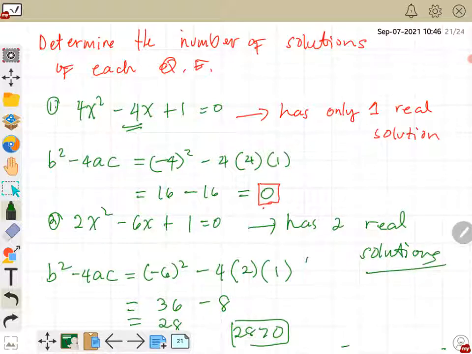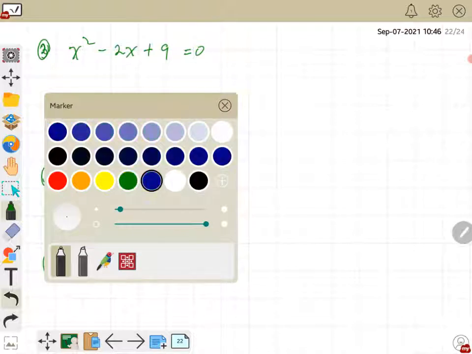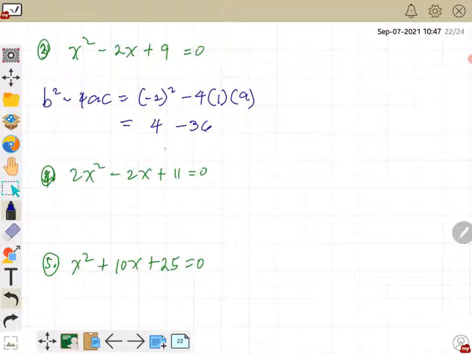Number 3. We have x squared minus 2x plus 9 equals 0. So let us use another color. b squared minus 4ac, let's compute that value. Our b is negative 2. When you're substituting a negative, enclose it with parentheses. So we have minus 4, then 1, then our c is 9. We eventually get 4 minus 36, which is negative 32.